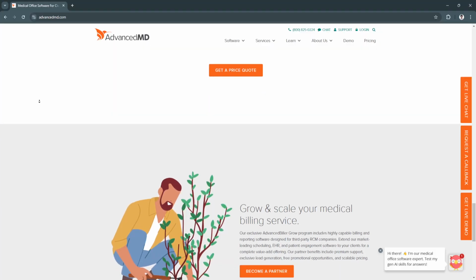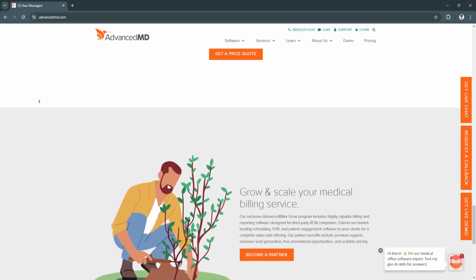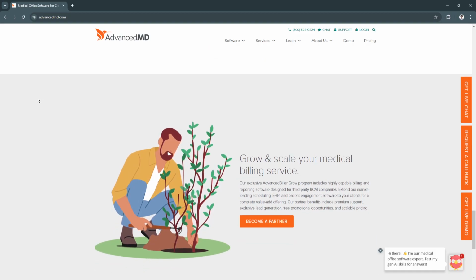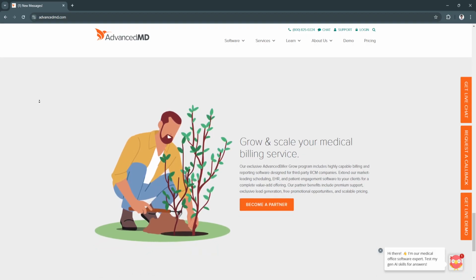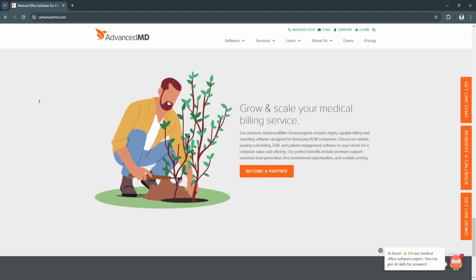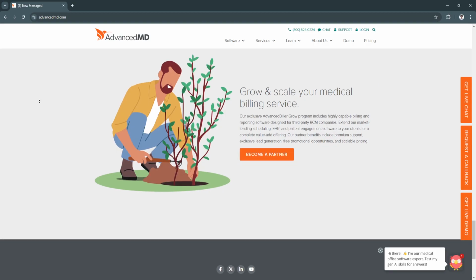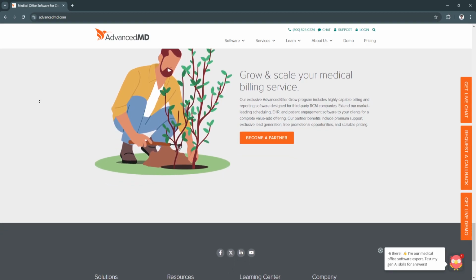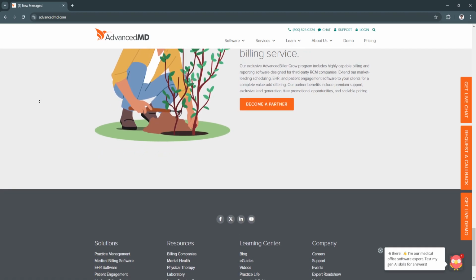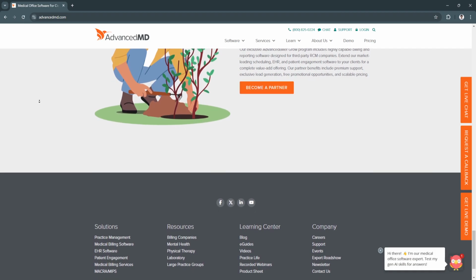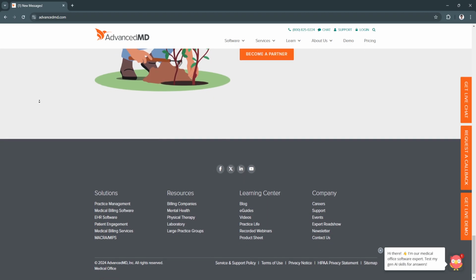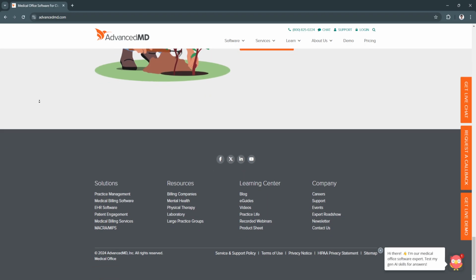Another key feature is the patient portal. The patient portal allows patients to book appointments, view medical records, pay bills, and communicate securely with providers. This feature improves patient engagement by giving patients more control over their healthcare experience. By encouraging patients to access their records and manage appointments online, the portal reduces administrative burdens on the front office while enhancing patient satisfaction and fostering better communication.